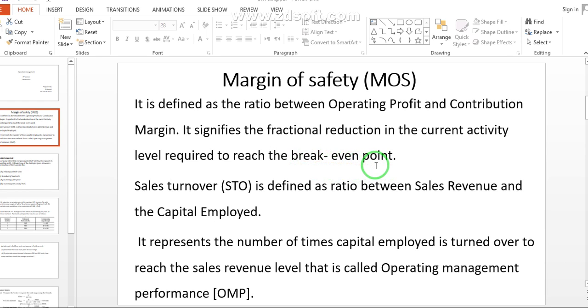It means it always gives us the justification between the operating profit as well as the contribution, and it always helps for the purpose of reducing the current activity or the current expenses or the current cost or money which is being used for the purpose of operation, to at least bring it to the break-even point.